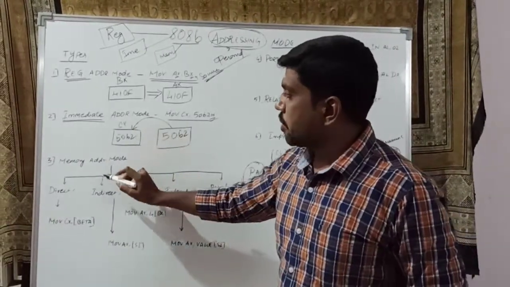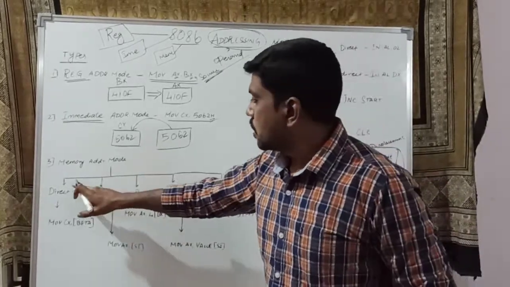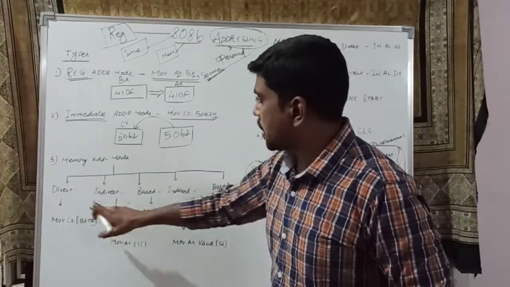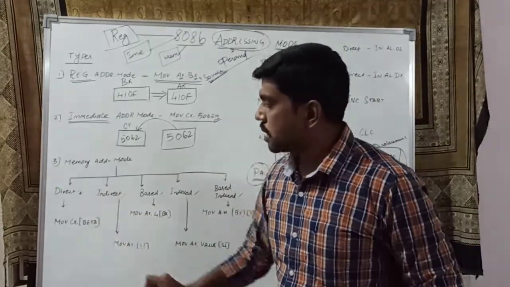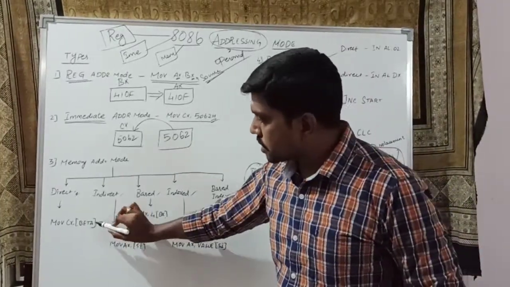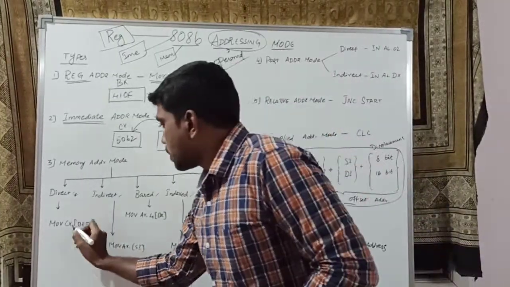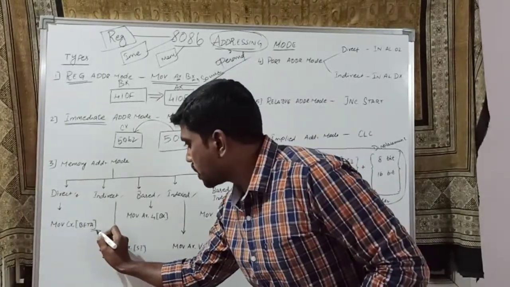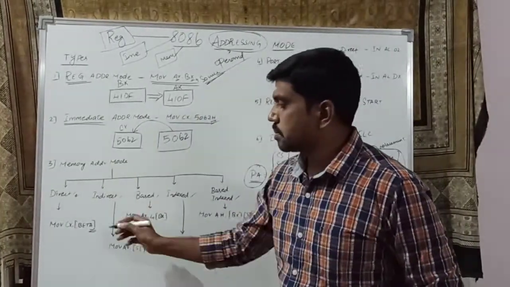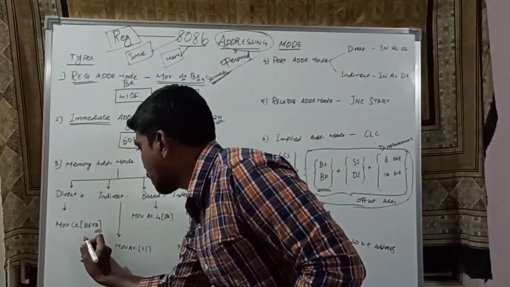The third type of addressing is memory addressing mode. In this memory addressing mode, we can split it into 5 types. The first type of addressing mode is direct. In the instruction itself, we pass the direct address. An example instruction is MOV CX, beta. So this beta represents the address location, the direct address location rather than an immediate value.